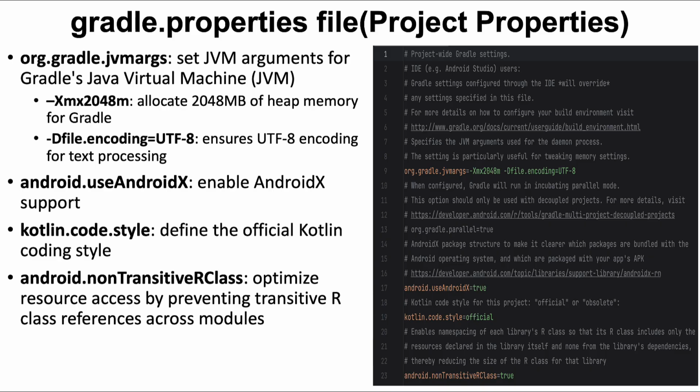So how does it work? Old behavior when disabled: when you reference a resource in the R class in Module A, for example, Gradle checks all modules for this resource. This makes the build slower, especially in large projects.